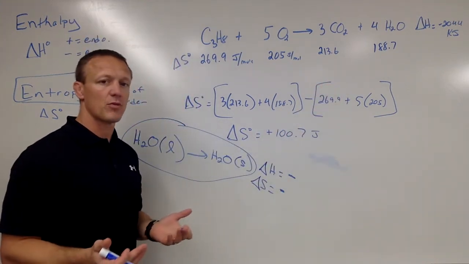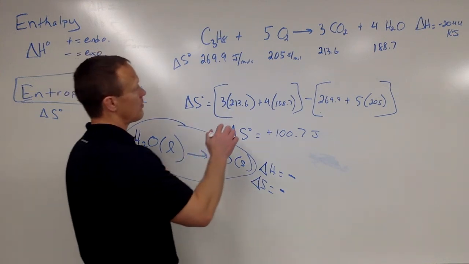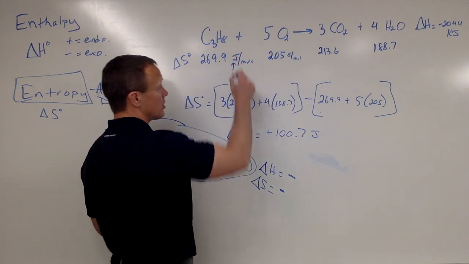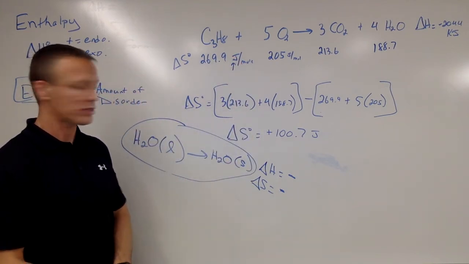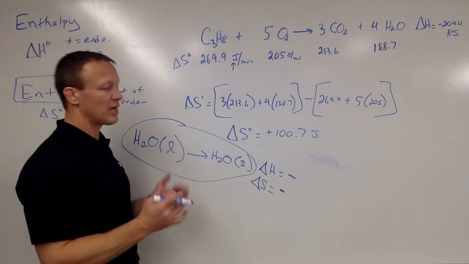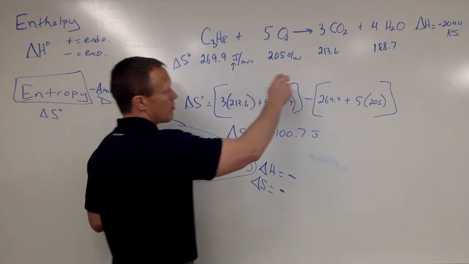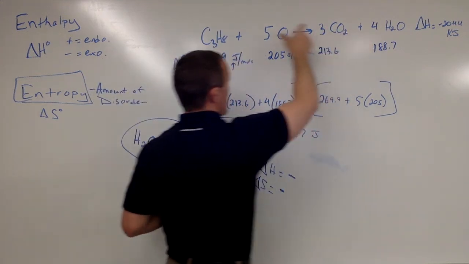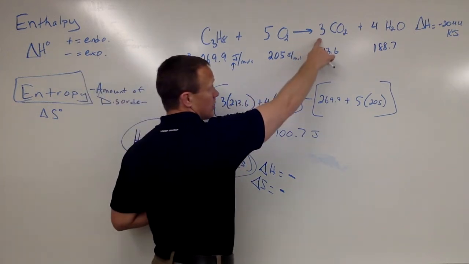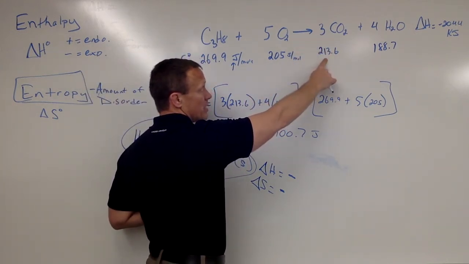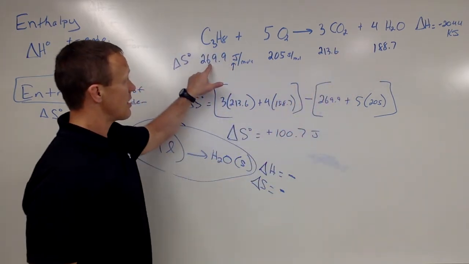Well, you can find delta S the same way. There's entropy tables, just like there's enthalpy tables. They are in joules per mole, not in kilojoules per mole. So entropy will be in joules, enthalpy will be in kilojoules. So you got to be careful with those signs when we start using them together. But same thing, I'm going to say sum of the products minus sum of the reactants for my entropies. So 3 moles times that is the entropy of carbon dioxide, plus 4 moles times that entropy, minus that.